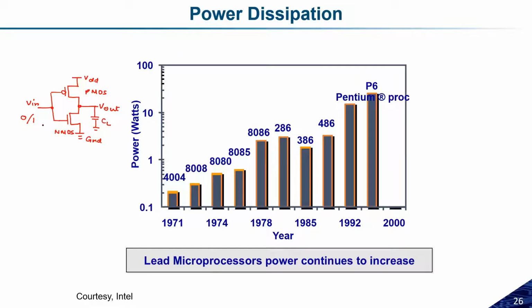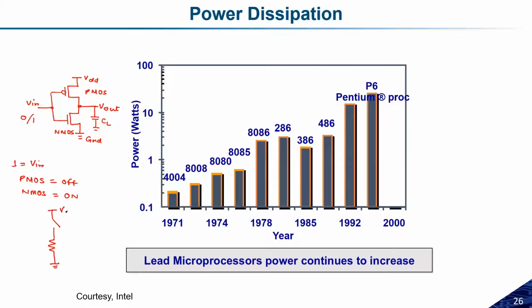But now the question will come from your side. If I have provided, let us assume, logic 1 as the input, in this case I am expecting that the PMOS transistor will be in the off state and the NMOS transistor will be in the on state. So if one transistor is off and the other transistor is on, the equivalent circuit of this CMOS circuit will look something like this.